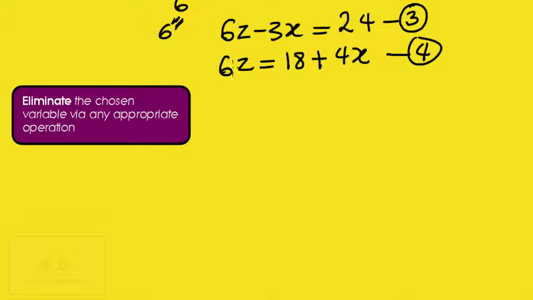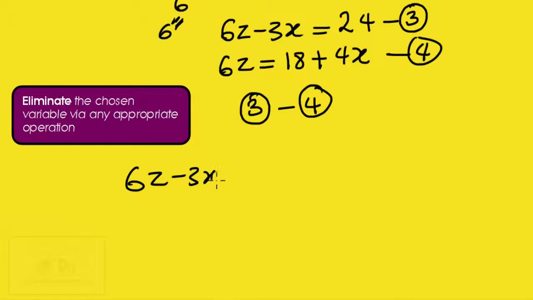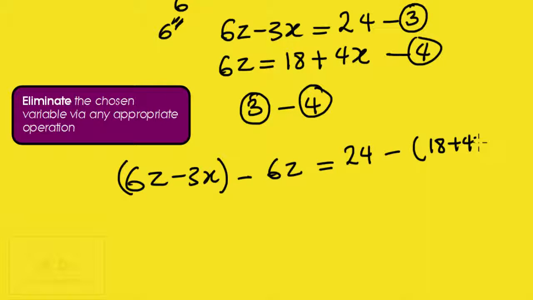So what we do is subtract one equation from the other to eliminate z. So I'm going to do equation 3 minus equation 4. And this gives, if you do the left hand side subtraction, 6z minus 3x minus 6z. So the left hand side of equation 3 minus the left hand side of equation 4, and you equate that to the right hand side of equation 3 minus the right hand side of equation 4. So it is a subtraction.